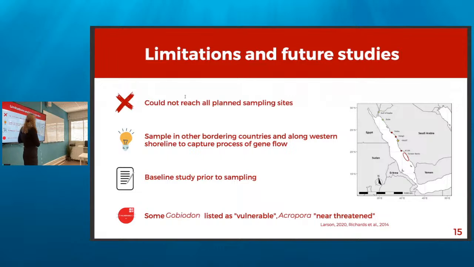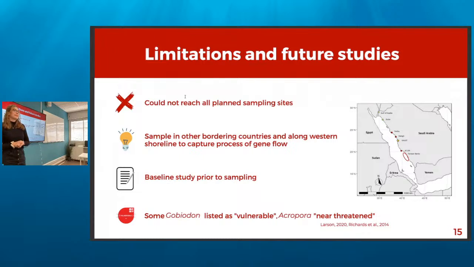Also in this study, we only focused on the eastern shoreline of the Red Sea, but it would also be very interesting to have samples along the western shoreline of the Red Sea. Then we would be able to capture the whole process of the gene flow and maybe identify patterns for an east-west connectivity in the Red Sea.